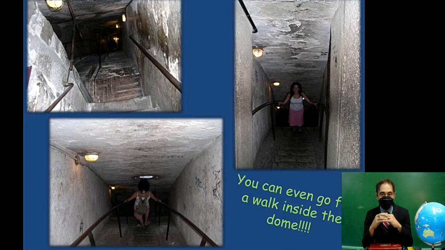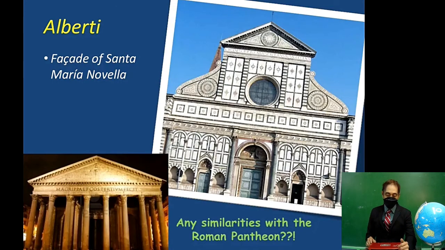This is the inside of the dome. There is a passage and you can even walk. Alberti, the facade of Santa Maria Novella. Any similarities with the Roman Pantheon? Only the pediment, the triangular roof, is dissimilar in shape or form. But the rest are a new movement of design called Baroque.